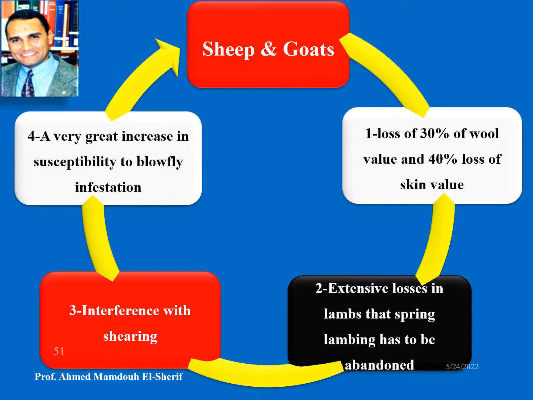Economic importance in case of sheep and goats. Number 1, loss of 30% of wool value and 40% losses of skin value. Extensive losses in lambs, so that spring lambing has to be abandoned. Interference with shearing. Number 4, a very great increase in susceptibility to blowfly infestation.